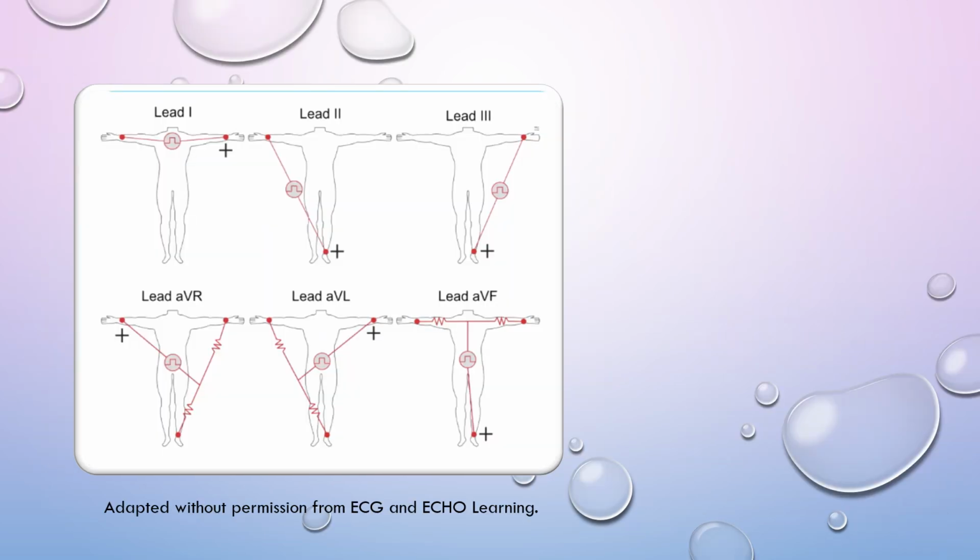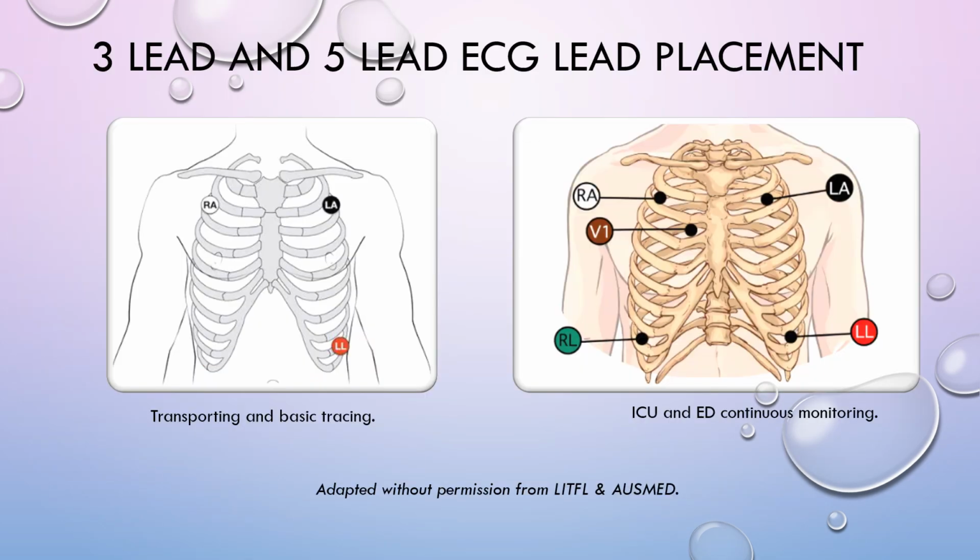And this shows you how the leads are recorded, how the tracings come out. The limb leads will give us recordings for leads 1, 2, 3, AVR, AVL, and AVF. We also have the 3 and 5 lead ECG lead placement.